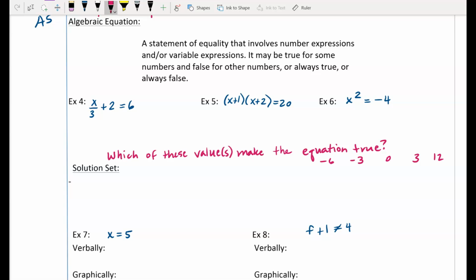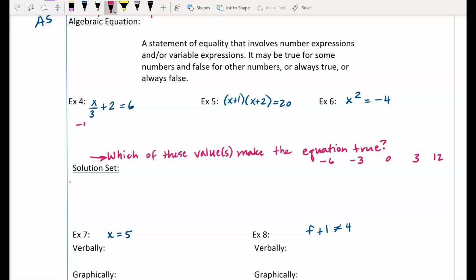Look at example 4. It's x divided by 3. When it's written as a fraction like that, you can read that as division. x divided by 3 plus 2 is equal to 6. Now, I don't know if that's a true statement or not because I have no idea what x is. So what we're going to do is test some values. We're going to test these same values in each of our equations to see if they give us a true statement. So the first thing we want to do is just substitute in -6 for our x.